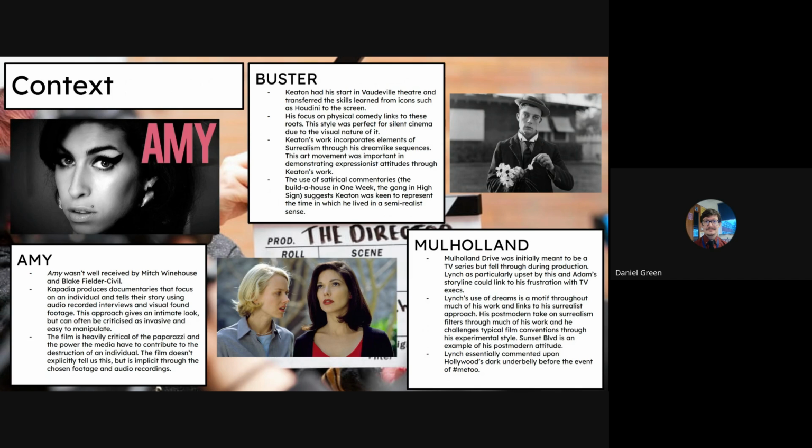For Buster Keaton, he had his start in vaudeville theatre and transferred the skills learned from icons such as Houdini to the real screen, because Houdini was his godfather. His focus on physical comedy links to those roots, because his style became perfect for silent cinema because of the visual nature of it.